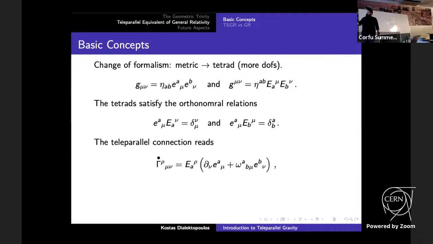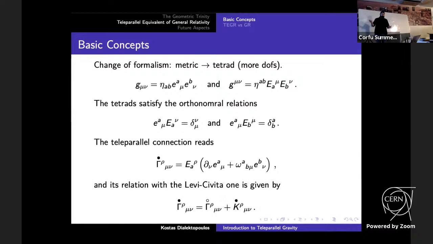And the teleparallel connection has this form, where this omega is just a Lorentz connection. It's a spin connection. And in fact, lambda d lambda is a gauge freedom of the theory, and we can always, at least locally, select it to be 0. The difference between the teleparallel connection and the Levi-Civita connection is the contortion tensor.